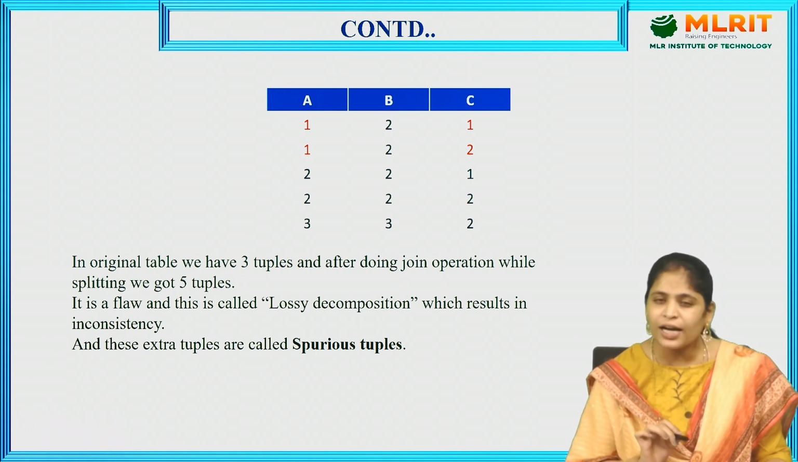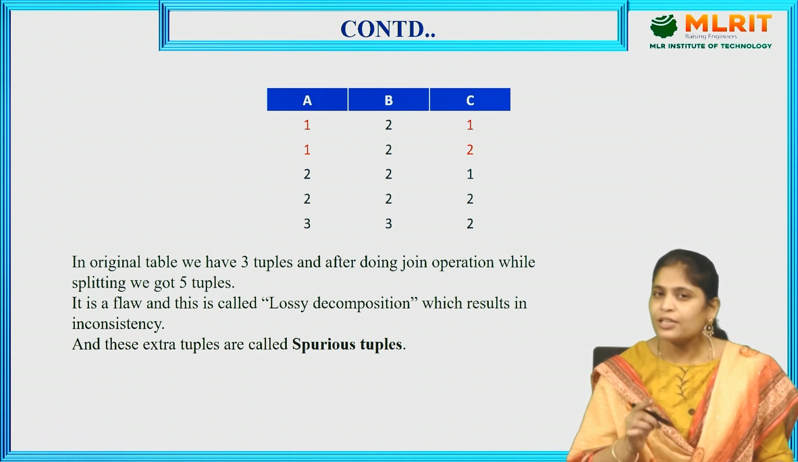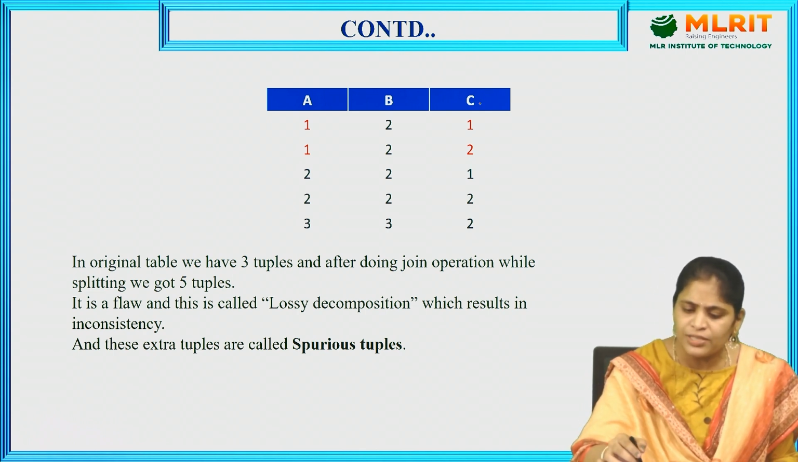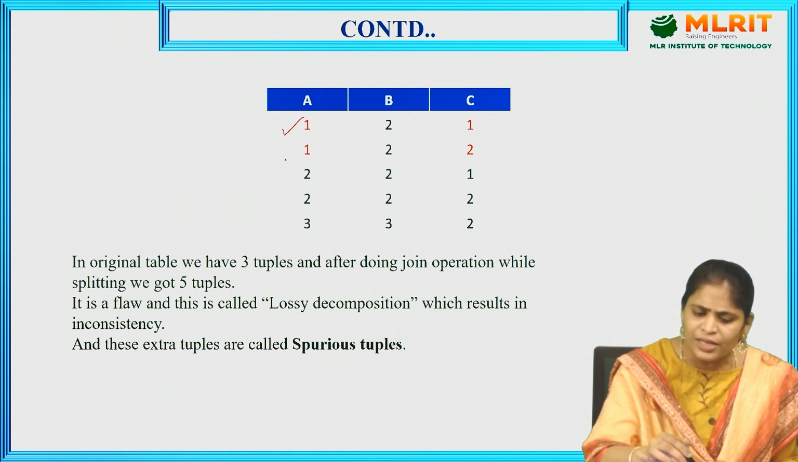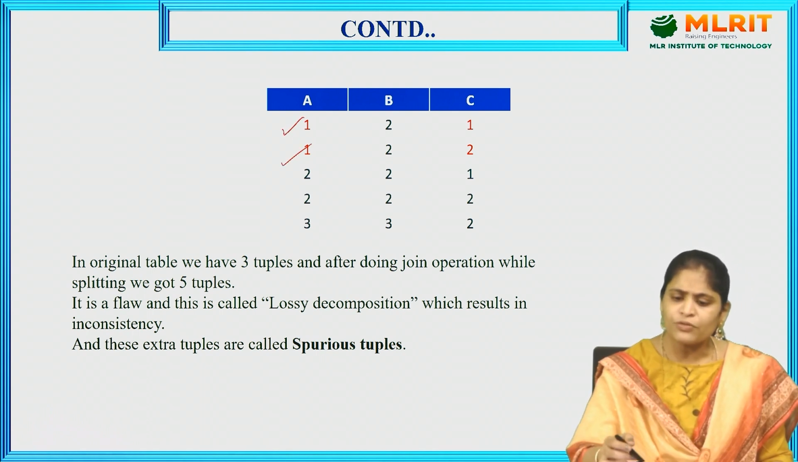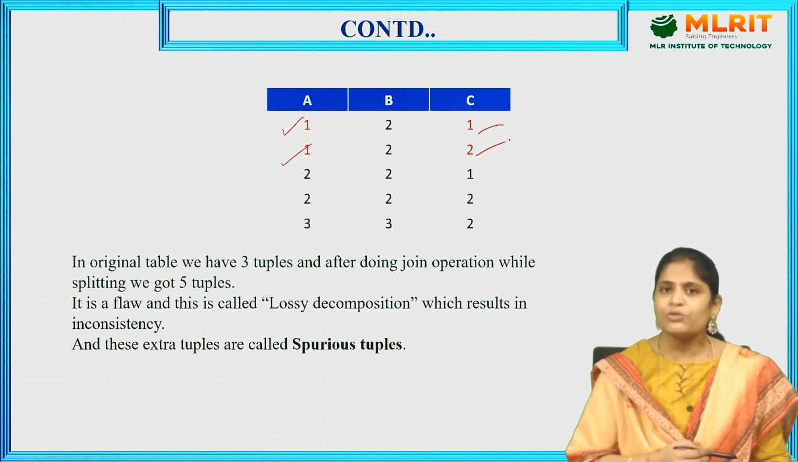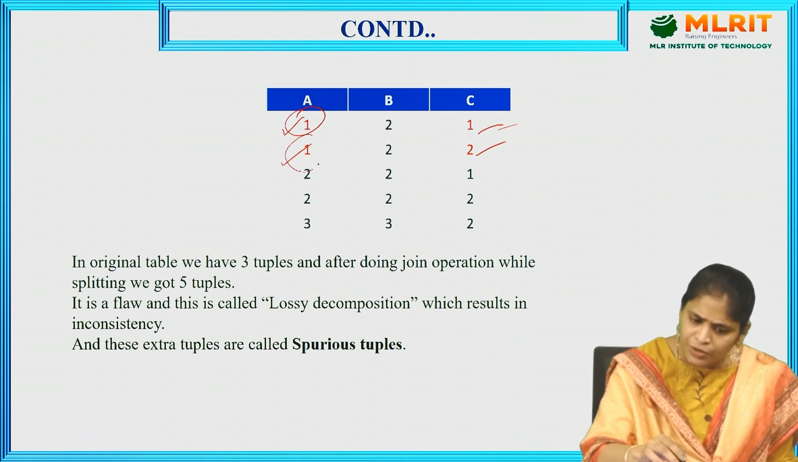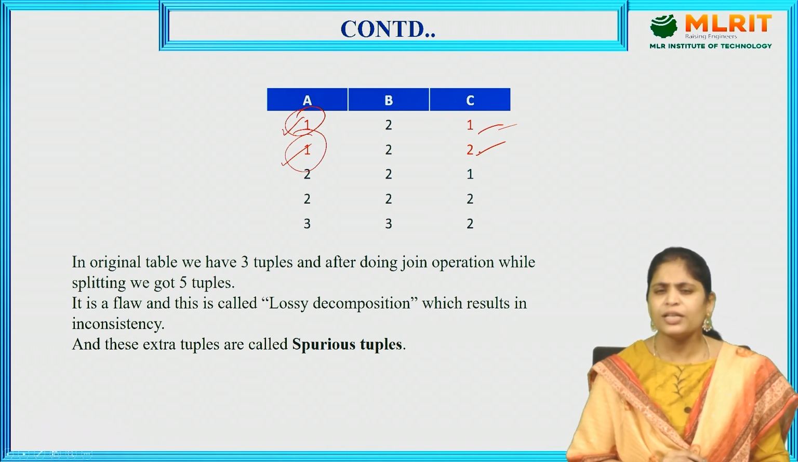Now, what is the condition here? I want the C value when A is equal to 1. That is my condition. So, here we got 2 same A values, so we got 2 different C values. Why? Because for A equal to 1, the C value is 1, and for A equal to 1 only, the C value is 2. Is that correct? No, it is not at all correct.